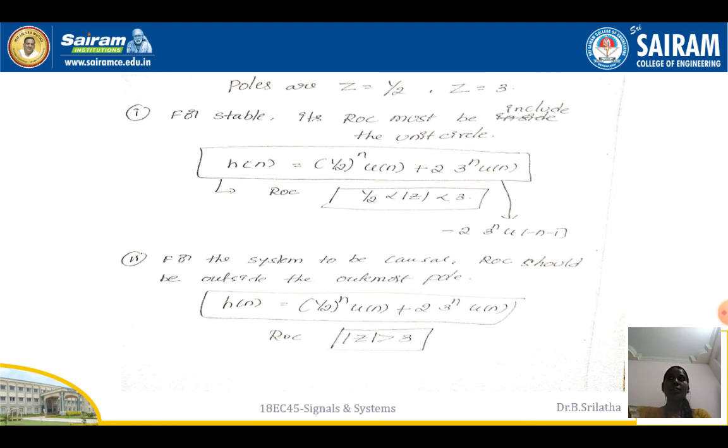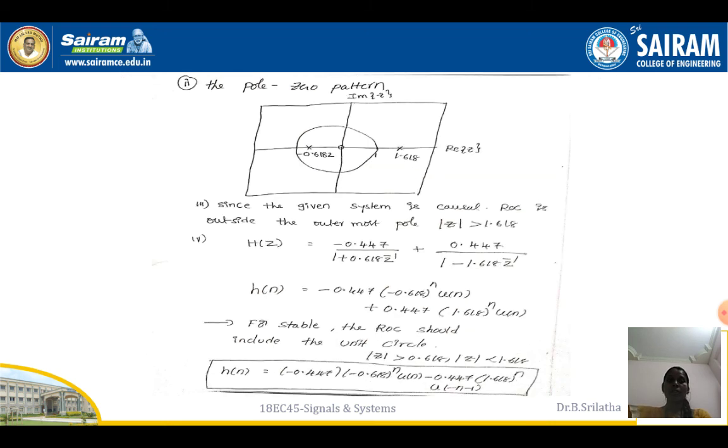Now the poles are at z is equal to 1.618 and z is equal to minus 0.618. Correct? Since the given system is a causal system, what is the condition for the causal system? ROC is outside the outermost pole. What is the outermost pole? The outermost pole is 1.618. So mod of z should be greater than 1.618.